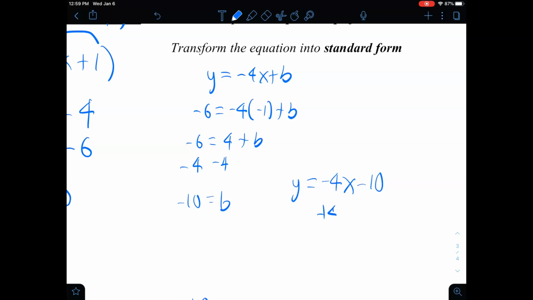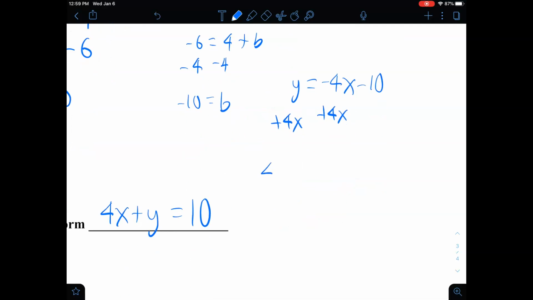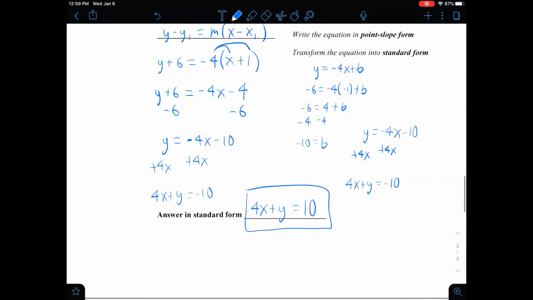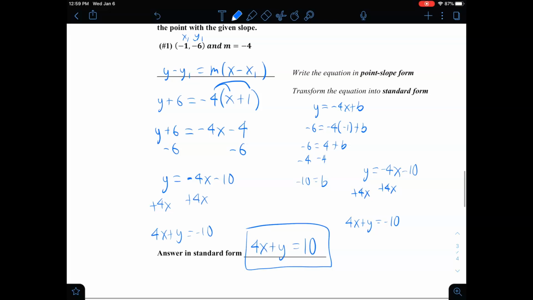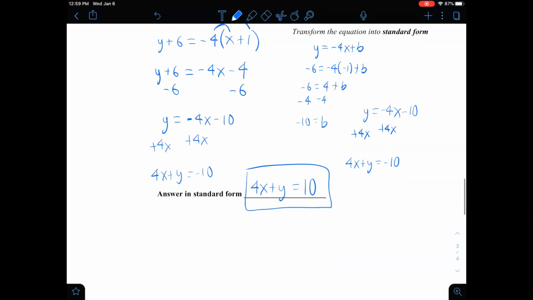And then we can add 4x to both sides to get x and y on the same side to get standard form. And then we're going to get 4x plus y equals negative 10. And that's our final answer. Okay? So either way is totally legit. I think point slope form is a little bit trickier compared to what we were doing, but if it's more useful for you, it's also good to have fluency with all the different types of linear equations, linear forms.